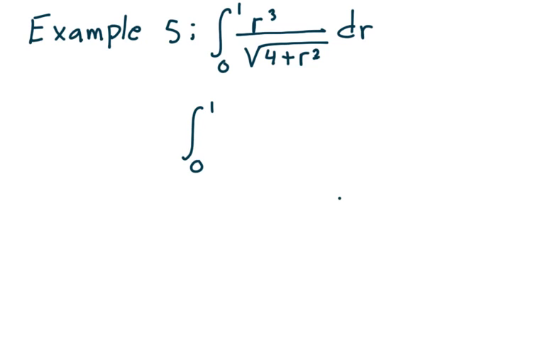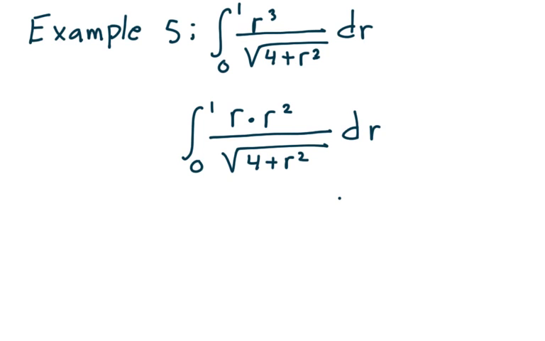I'm going to rewrite r cubed as r times r squared, divided by the square root of 4 plus r squared dr. This is an integration by parts problem. Perhaps it's a little bit subtle. What I'm thinking about is this. When I look at the derivative of 4 plus r squared, I get 2r, right? Well, this looks pretty close.